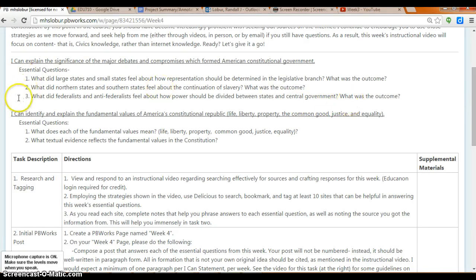Your second I can deals with identifying and explaining the fundamental values of America's constitutional republic: life, liberty, property, the common good, justice, and equality. So what I would do first is, when looking for things, I would first find a solid definition for each of these values. Second thing I would need to do is go back to and find some text of the Constitution to link to as a source to help me out with task 1.